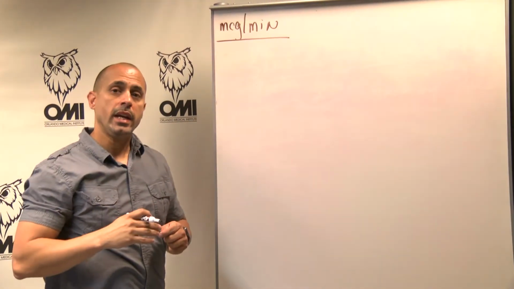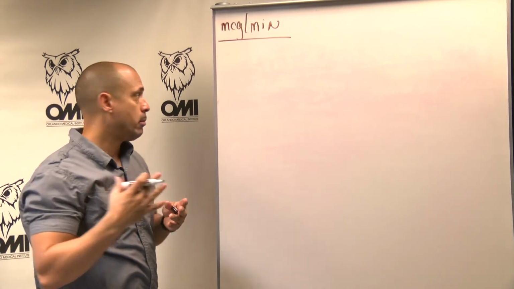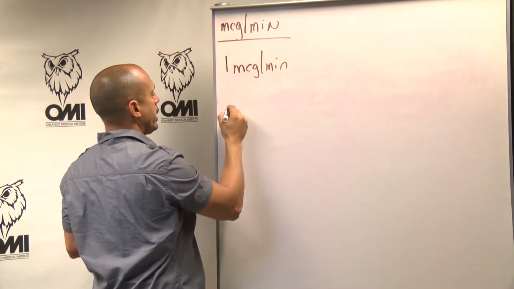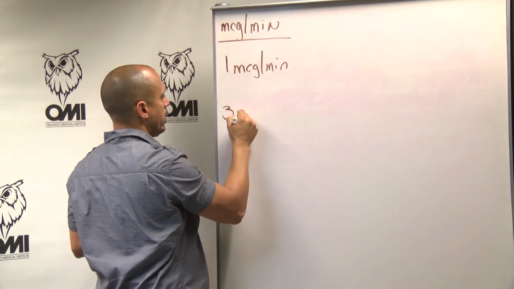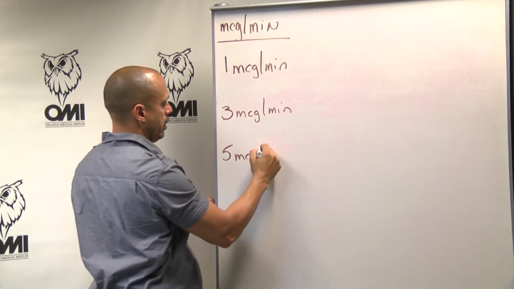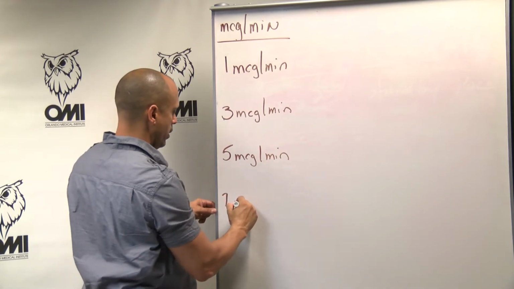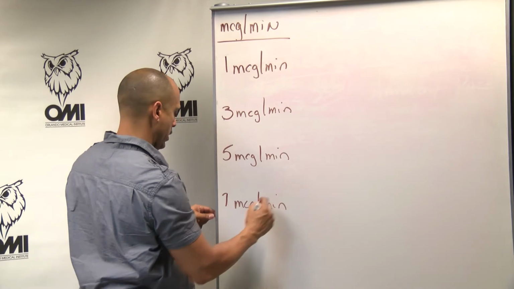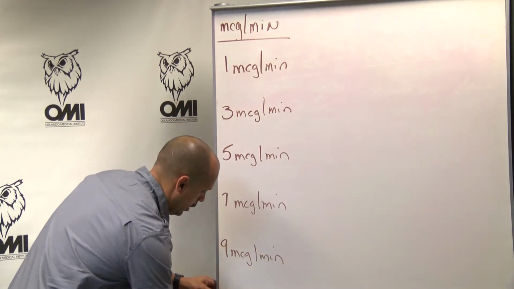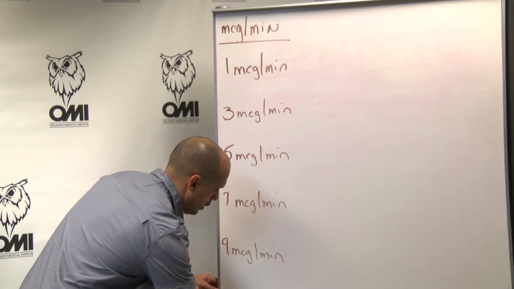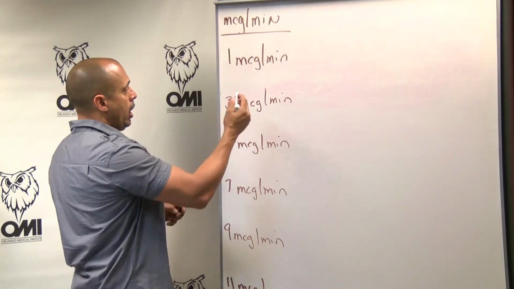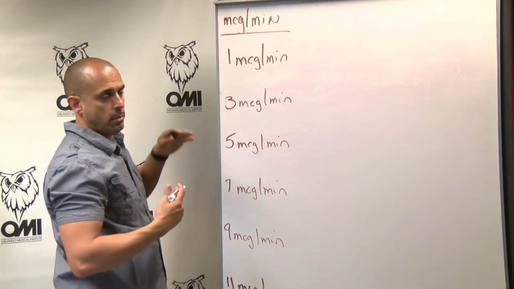So what I want to start with is actually odd numbers. Odd numbers, okay? So we're going to start with 1 mic per minute. The next odd number is 3 mics per minute. The next odd number is 5 mics per minute. 7 mics per minute. 9 mics per minute. 11 mics per minute. And then we'll go to 13 mics per minute, 15 mics per minute, okay? So I'm writing in this brown color so you can know brown is going to be the odd numbers.